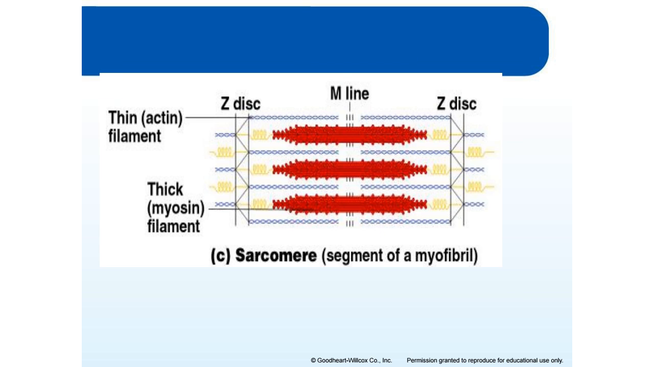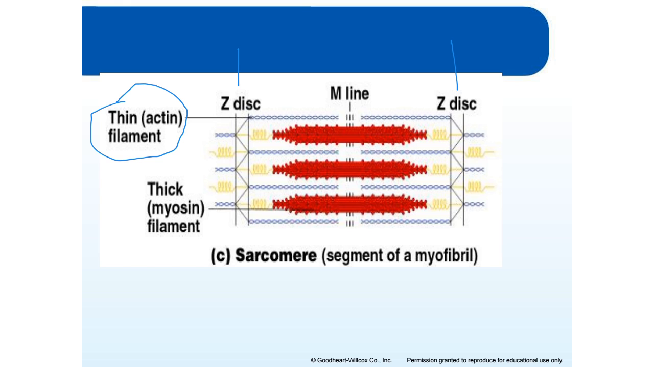So we've zoomed in farther. So again, remember our sarcomere goes from Z disc to Z disc. The actin is the blue, and looks a little bit like a double helix, like DNA. Right, so the actin is anchored into that Z disc. You can see that here. Okay, and then the myosin is in the middle.